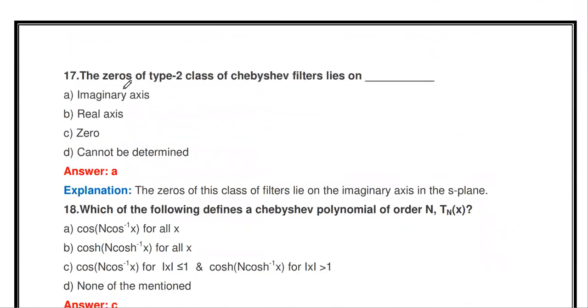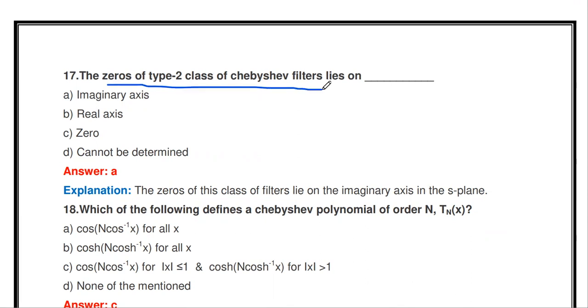Then the next one, the zeros of type 2 Chebyshev filter lie on dash. The poles of Chebyshev filter lie on an ellipse. The zeros of Chebyshev filter lie on the imaginary axis. In the imaginary axis, the zeros are located. This is the imaginary axis, this x-axis is the real axis. So in the imaginary axis, the zeros are located.